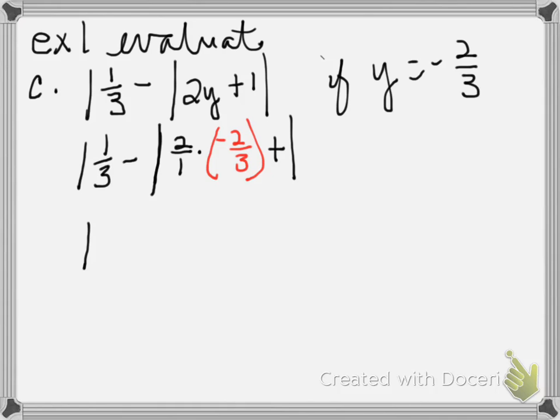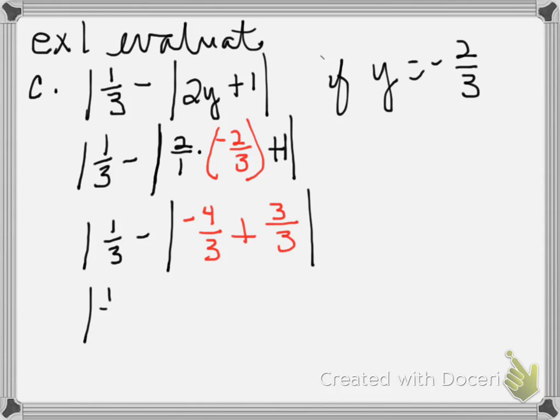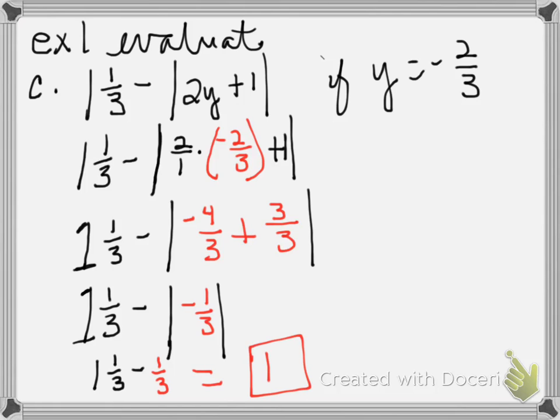Once again, I'm going to work inside the absolute values. I'm turning the 1 into 3 over 3 because I want a common denominator. One and 1/3 minus the absolute value of -1/3 is 1/3. So we get 1.